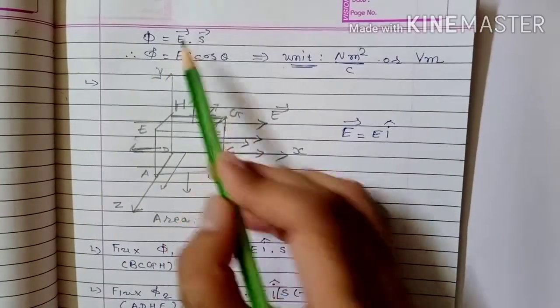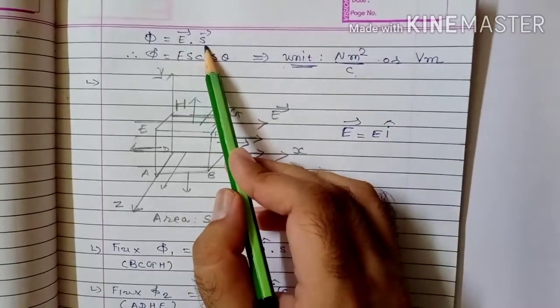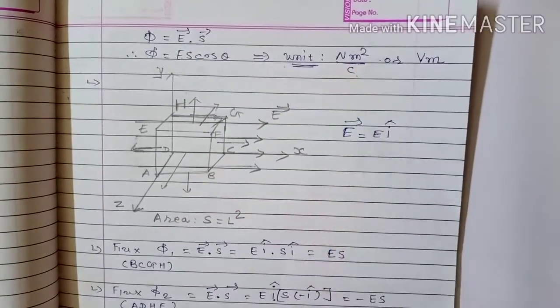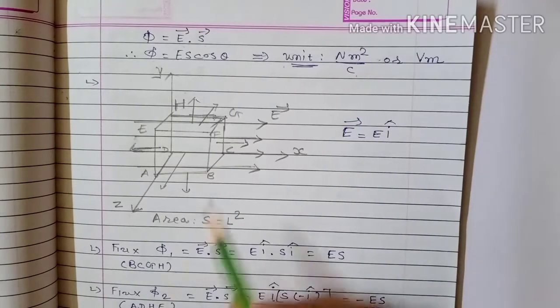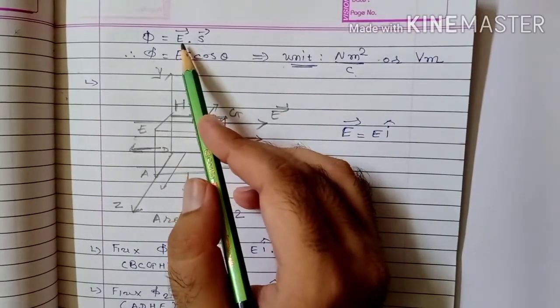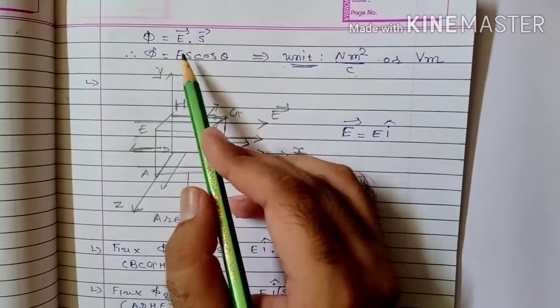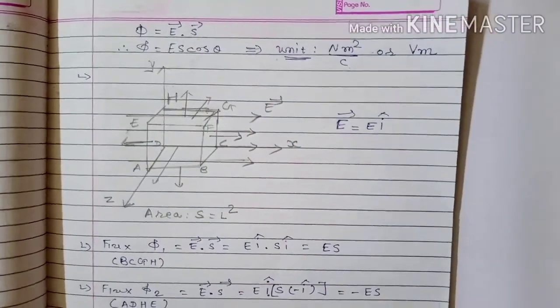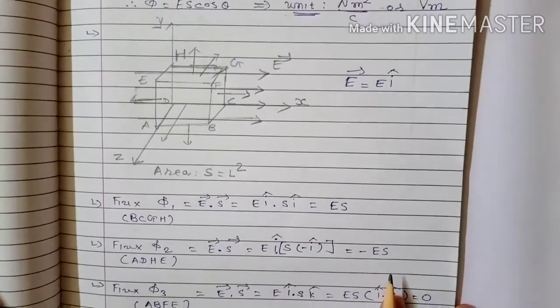What should be the unit of electric flux? Unit of electric field, that is Newton per coulomb. Unit of area, that is meter square. So the unit of electric flux is Newton meter square per coulomb. Or the unit of electric field, that is volt per meter, into meter square, that will give you volt meter. Volt into meter, that is the unit of electric flux.